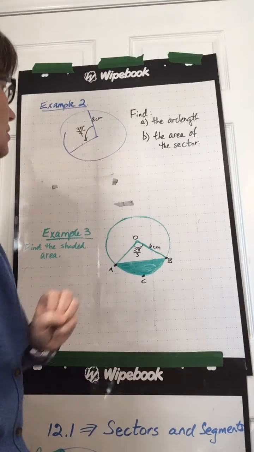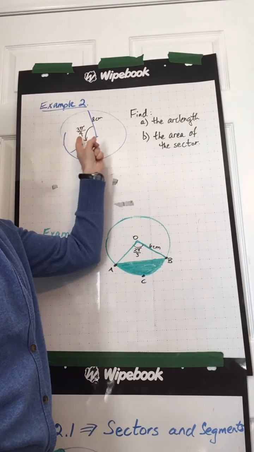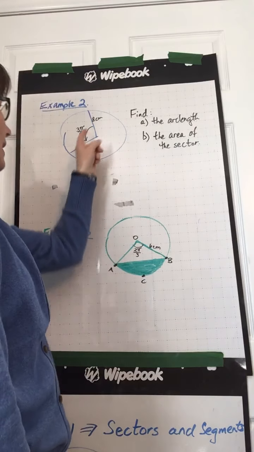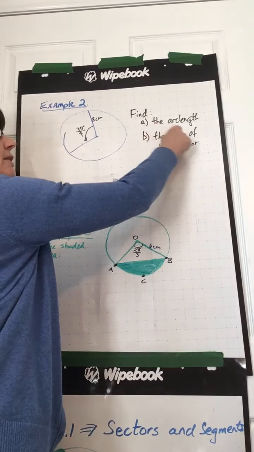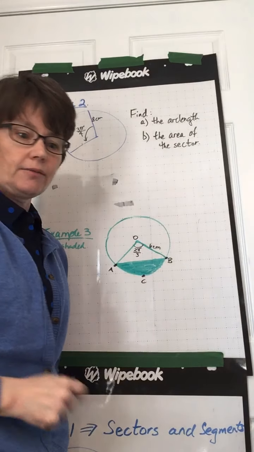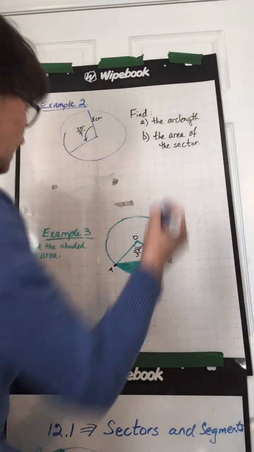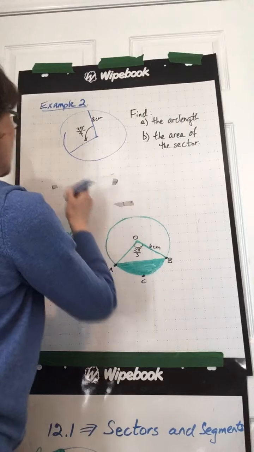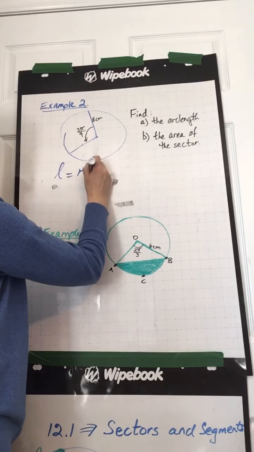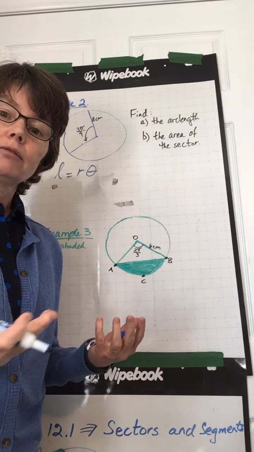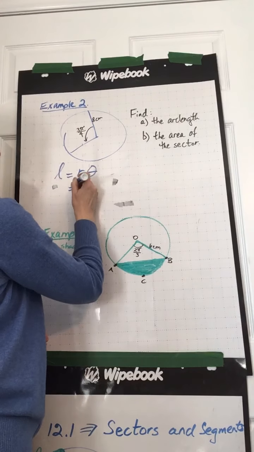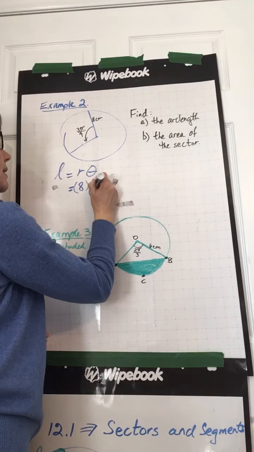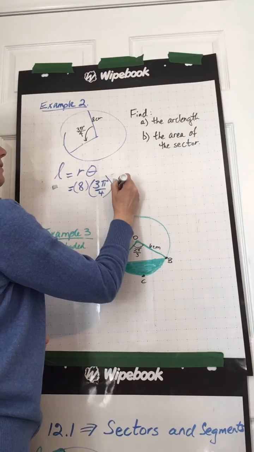Example 2 has this circle where we have a sector, where this angle is 3 pi over 4 radians, and our radius is 8 centimeters. We need to find the arc length and we need to find the area of the sector. All right, so arc length. Our formula says that arc length is equal to the radius times theta, as long as theta is in radian measure. So the radius up here is 8 and the angle is 3 pi over 4 radians.